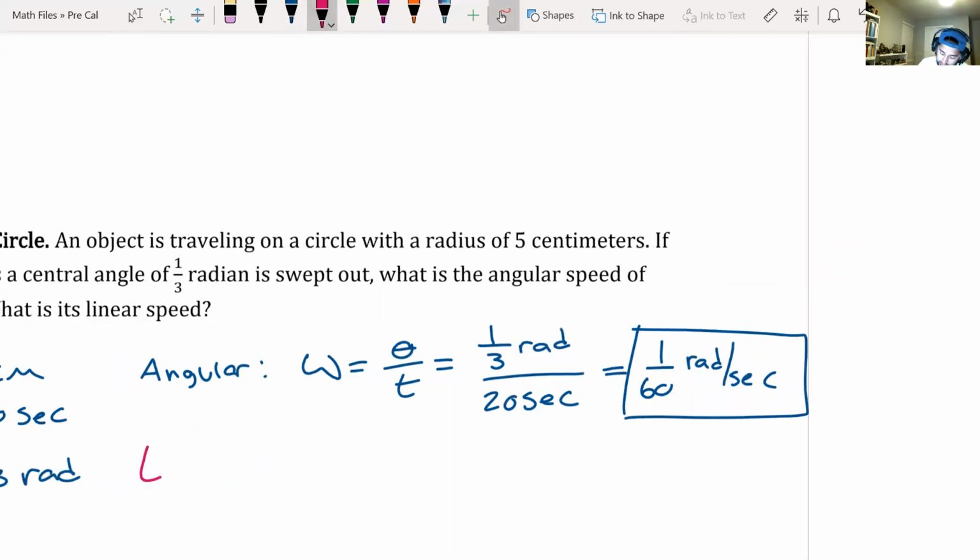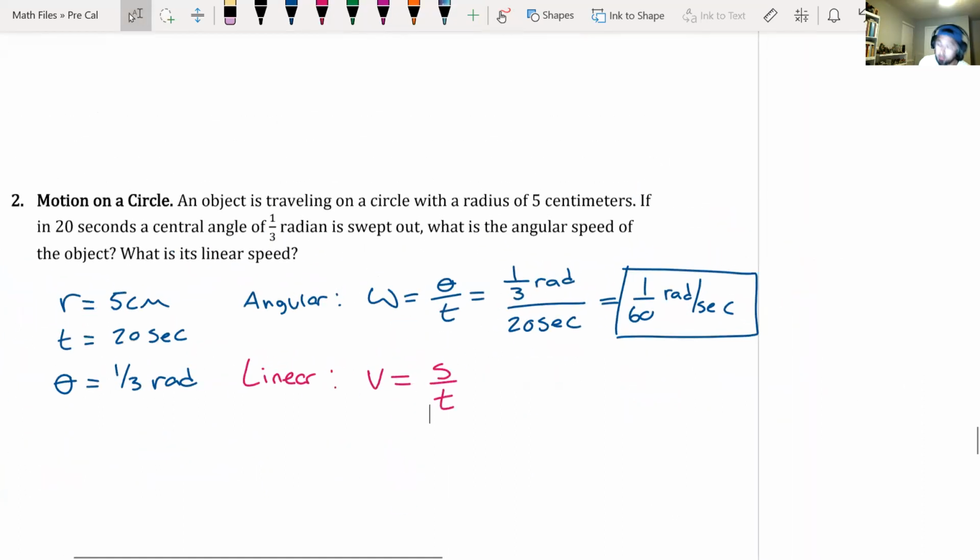And then linear speed is just going to be the formula V equals S over T. Well, we don't know what S is, but we do know the formula for S, because remember that S represents the formula for arc length. So this can be rewritten as R times theta over T, where now we know the radius, the value of theta, and time.